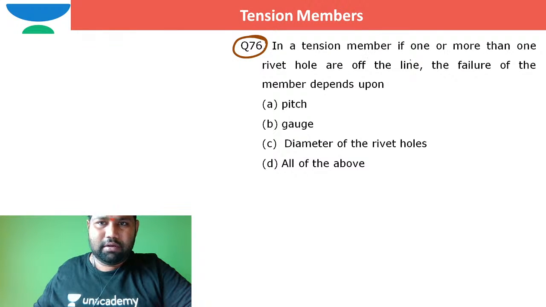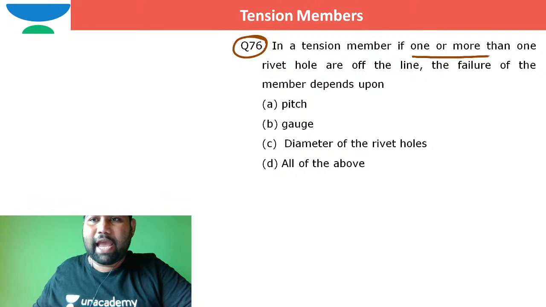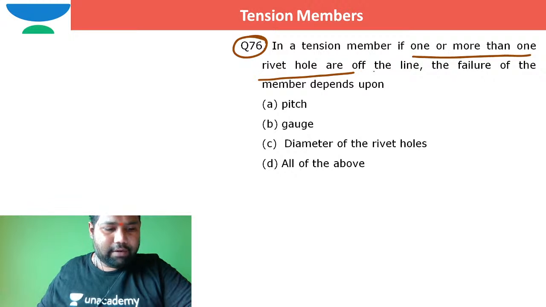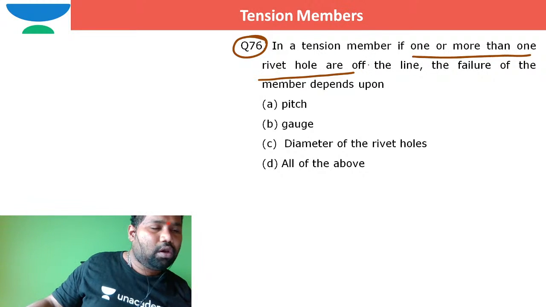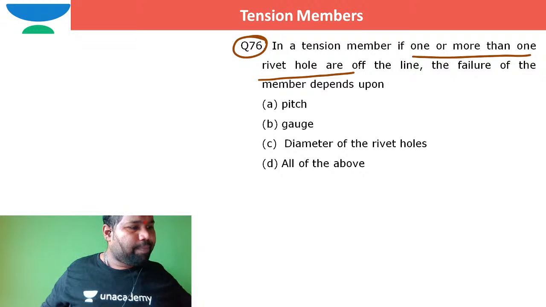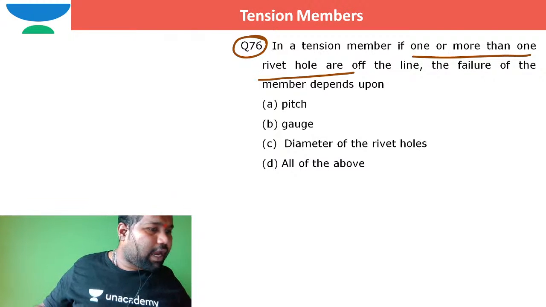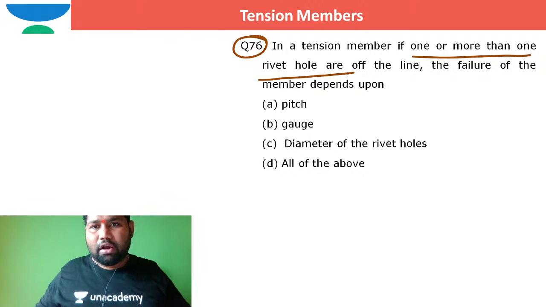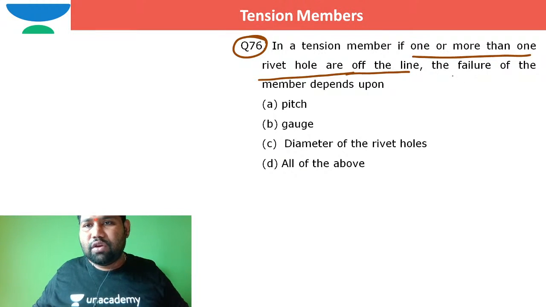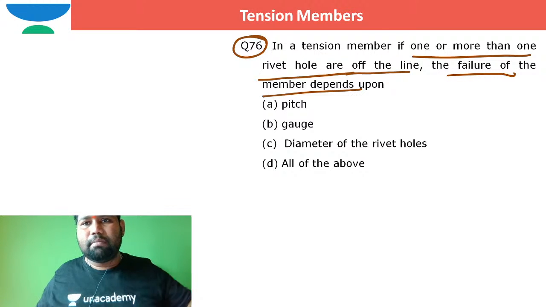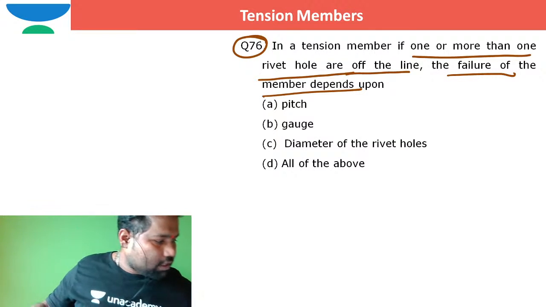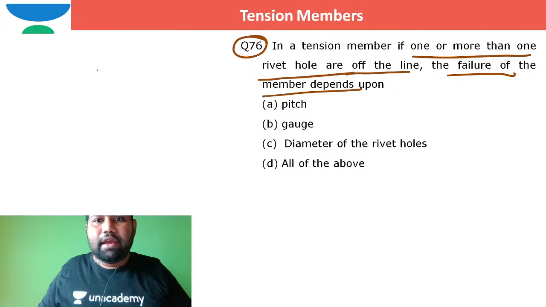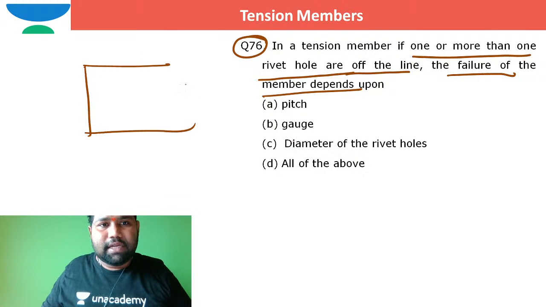In a tension member, if more than one rivet hole is off the line, maybe the terminology they typed in a different way. So they are off the line, or off the line, the failure of the member. So in case of a tension member, if there is more than one rivet hole, for example, if you take a tension member, maybe I can say this is a tension member and this is how the connection is.